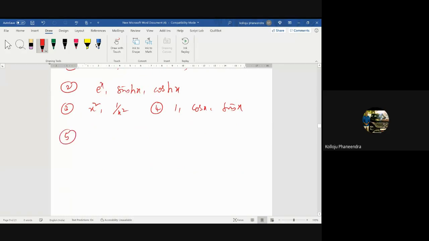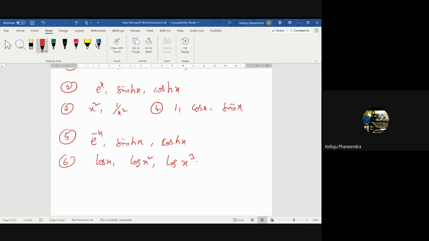Fifth one: e power minus x, sinh x, cosh x. And lastly, log x, log x square, log x cube. Okay, this is one small topic, linearly independent and dependent solutions.